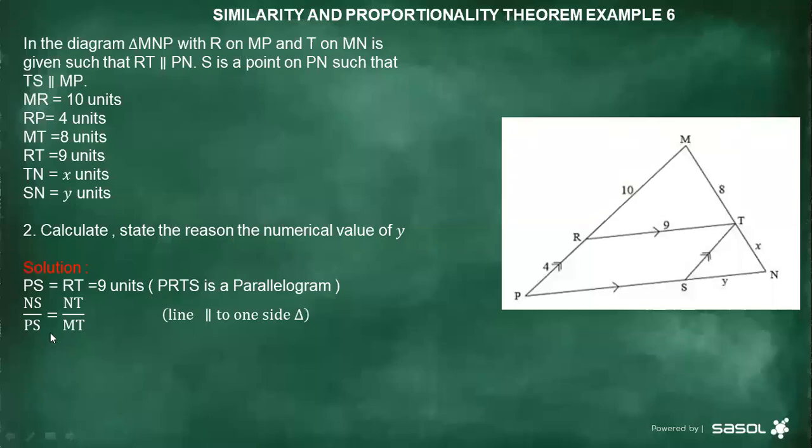And then from there, you substitute, and after that, you just cross multiply. Then the value of Y is going to be equal to 3,6 units. So that is the value of Y. That's how we should now determine the value of Y.